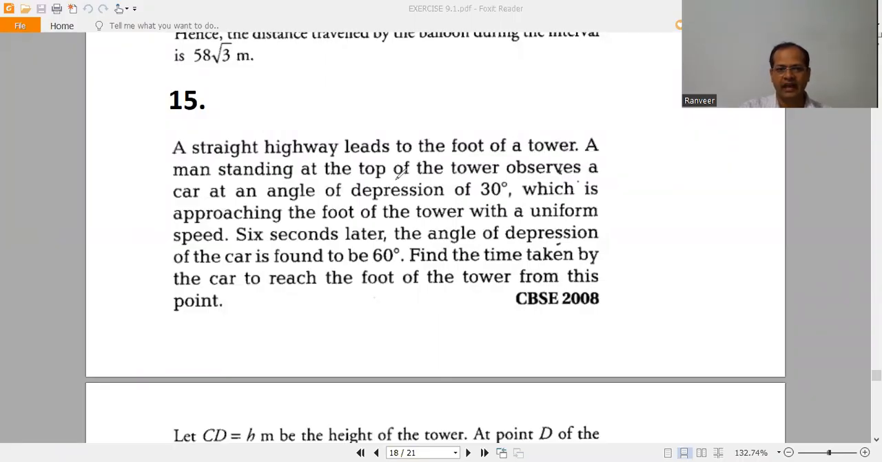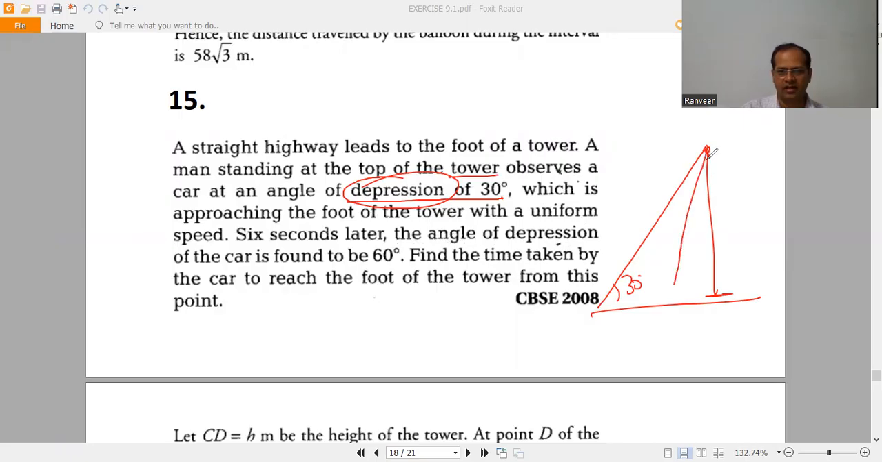A man standing at the top of the tower observes a car at the angle of depression 30 degrees. Depression means the person is supposed to be here, and this is the 30 degrees, with the car approaching the foot of the tower. This is the foot of the tower. Moving with uniform speed, 6 seconds later, the angle of depression changes from 30 degrees to 60 degrees. Find the time taken by the car to reach the foot of the tower from this point.